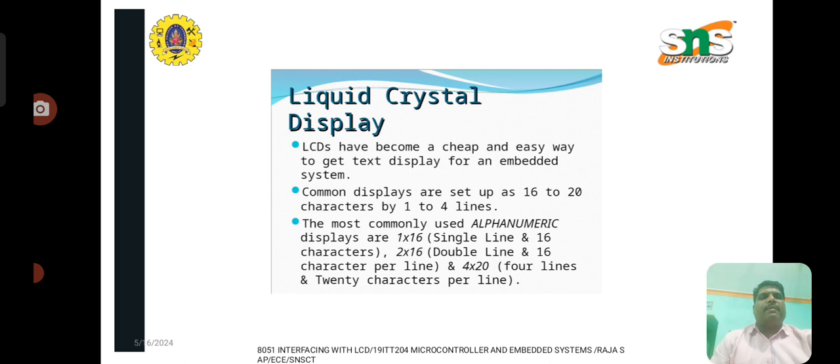Common displays are set up as 16 to 20 characters by 1 to 4 lines. The most commonly used alphanumeric displays are 1 cross 16, that is single line and 16 characters, 2 cross 16, that is double line and 16 characters per line, and 4 cross 20, 4 lines and 20 characters per line. The main applications of the liquid crystal display are naming characters in government buses, display boards in restaurants or hospitals, or sometimes as a display of some traffic signal also.